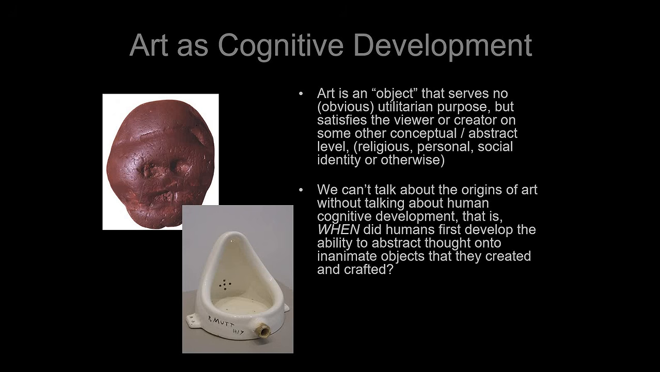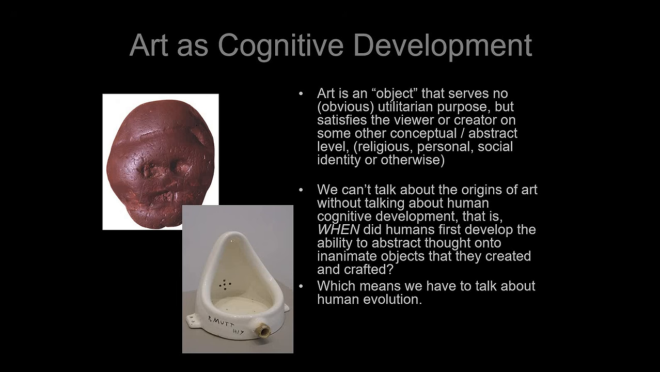And so we really can't talk about art without talking about how humans developed this ability to project meaning onto something inanimate. And that's really the ability of abstract thought. We're talking about this higher level cognitive development, this incredible ability to abstract thought and concepts, to come up with words and concepts and forms and ideas. And that means we have to talk about human evolution.